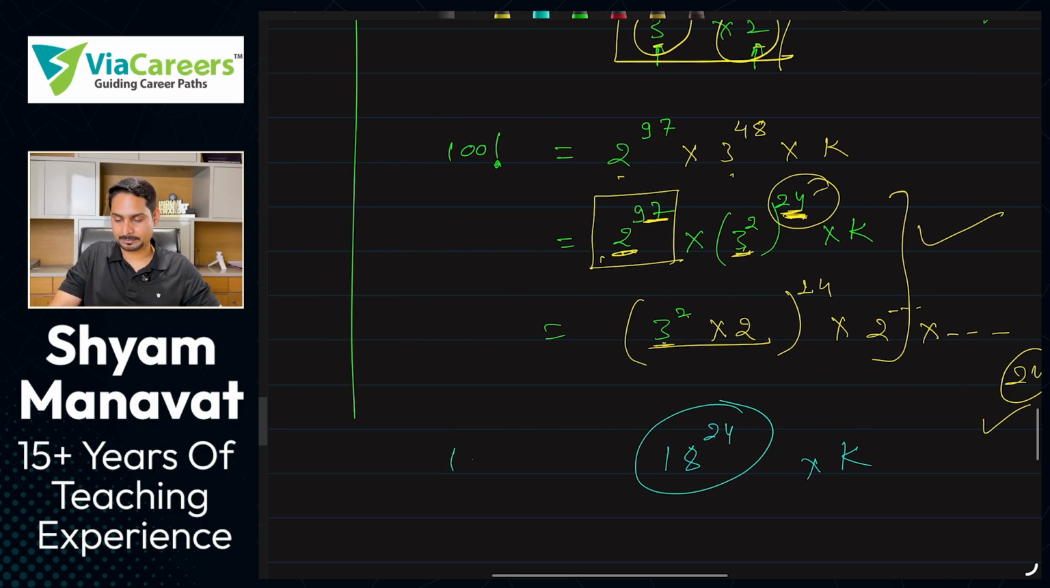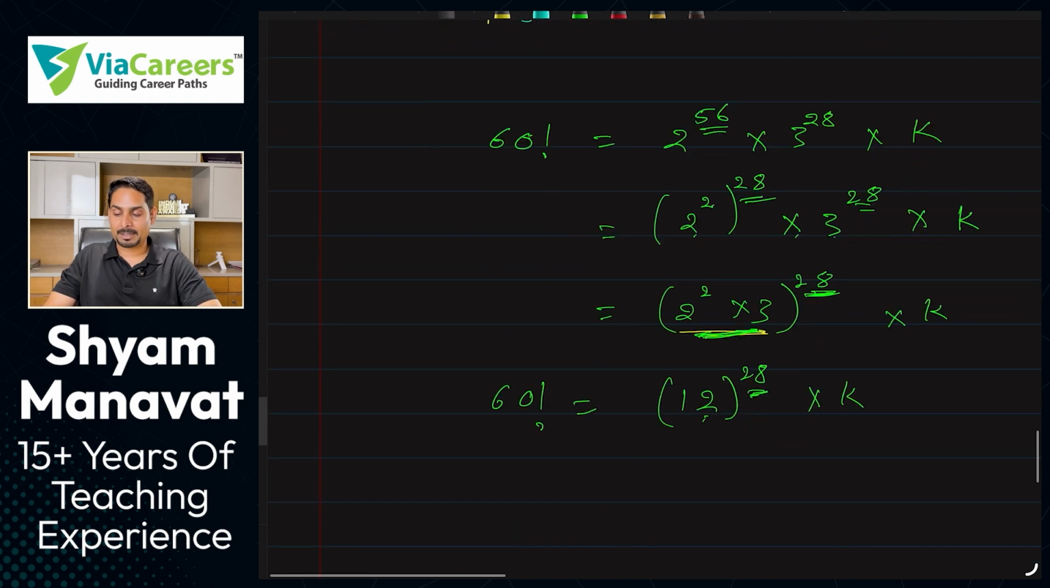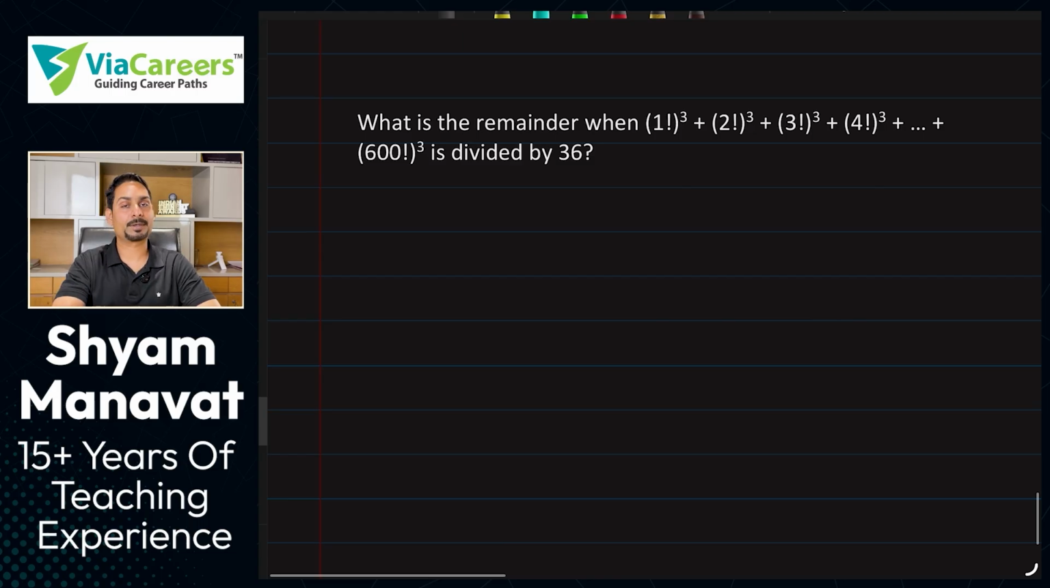100 factorial. Did you understand this? Yes or no? Right? So this is how you handle composite numbers. Maximum power of composite number. Okay. One more example I have for you here. What is the remainder when 1 factorial cube, सबका cube दिया हुआ है, is divided by 36.